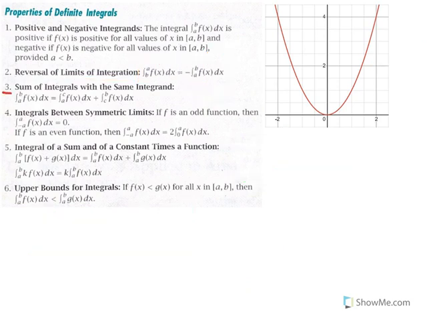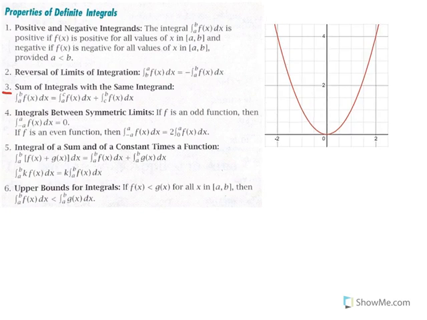Property number 3 is sum of integrals with the same integrand. And let's take a look at what we have for the parabola. If I write the definite integral of x squared with respect to x from x is equal to 0 to 2, then we know that this is the graph of f of x is equal to x squared, and this definite integral would represent the area under the graph and above the x-axis between x is equal to 0 and x is equal to 2.